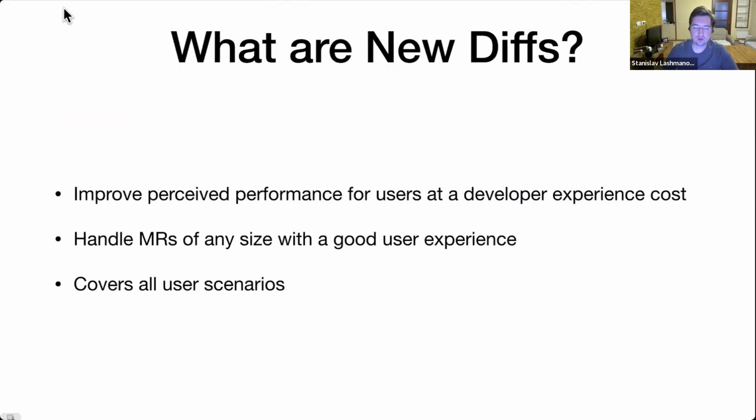So what are the new diffs that we are working on? With the new diffs effort, we'd like to improve the perceived performance of the diffs at a cost of developer experience. The diffs must feel snappier, and we shouldn't struggle with big MRs as we do right now. The new architecture also should cover both merge requests and commit views and improve accessibility.